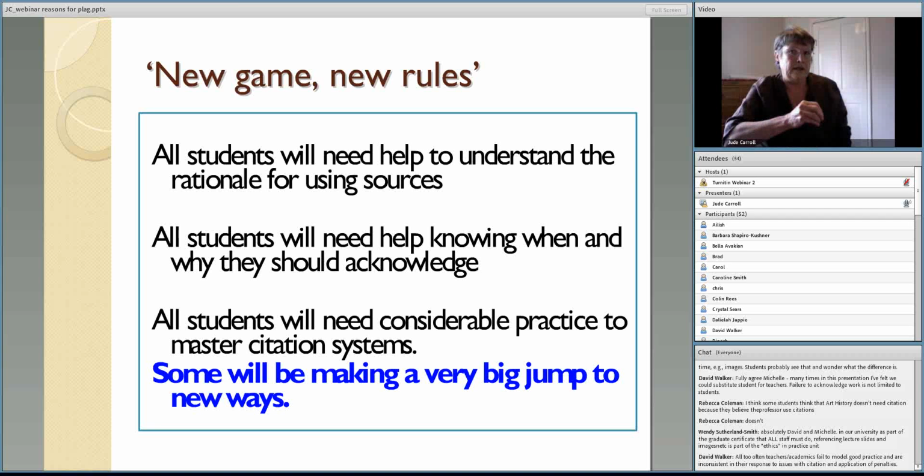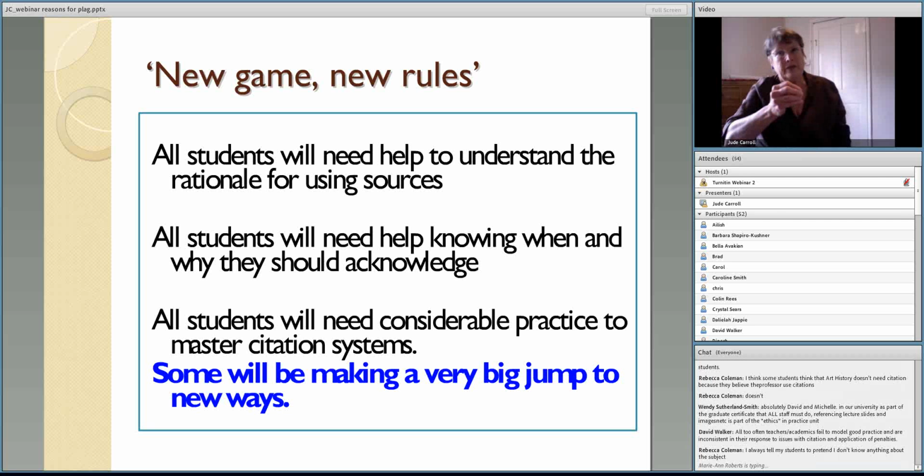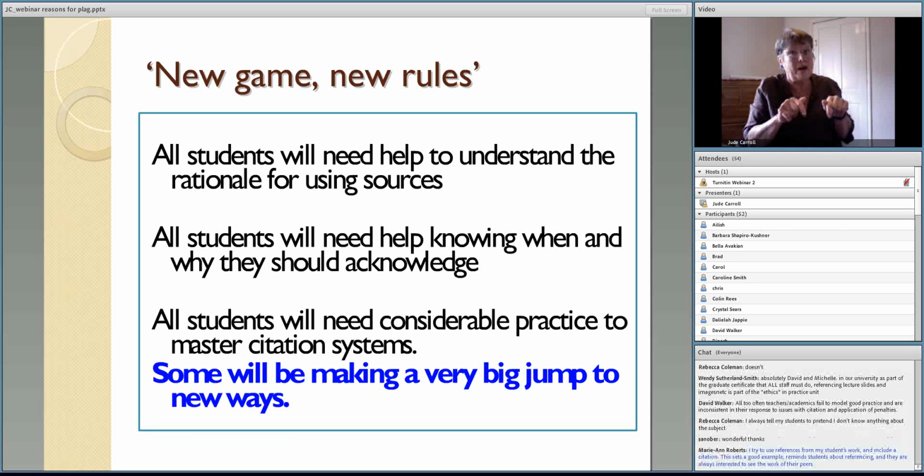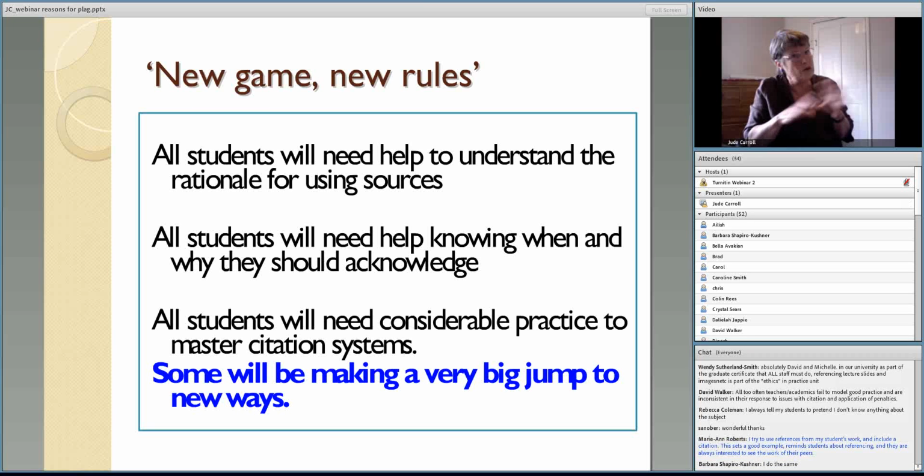All students, whether they come from another country or from work or from sixth form or from practice or wherever they come from, will need help to understand the rationale for using sources that applies where you are teaching. All students will need help knowing when and why they should acknowledge. They don't know it. They really don't. They don't walk through your door knowing.